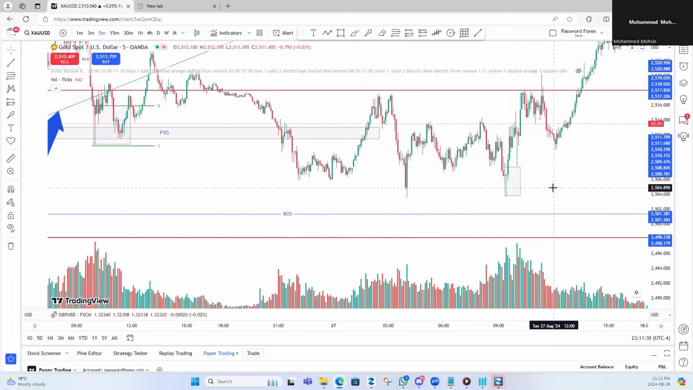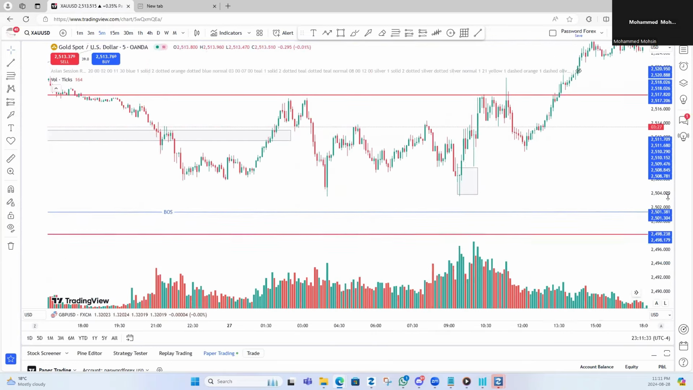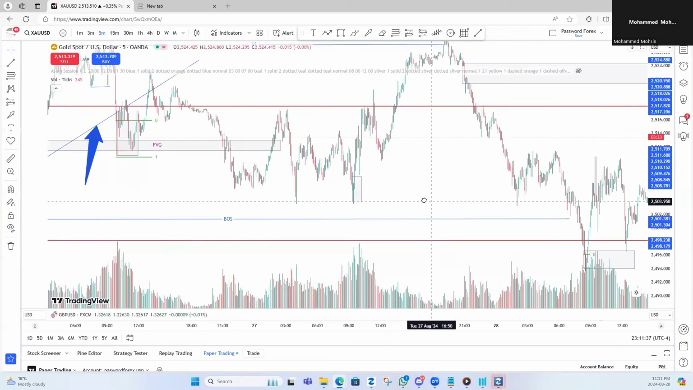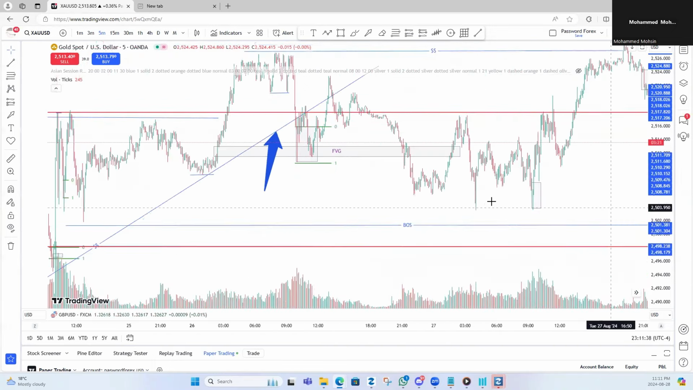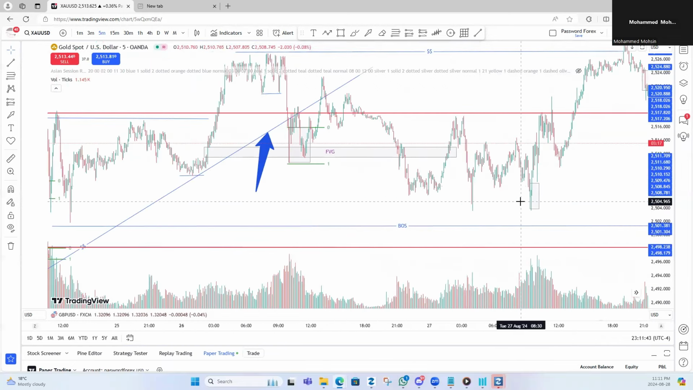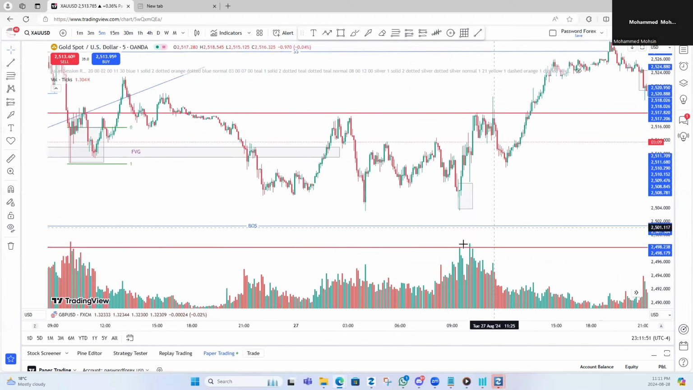Another trade that I took was this trade here, right? This was also a trade that I've taken. Let me show you right here. So the next day, which is 27th of August, right? New York time. That's when I trade.